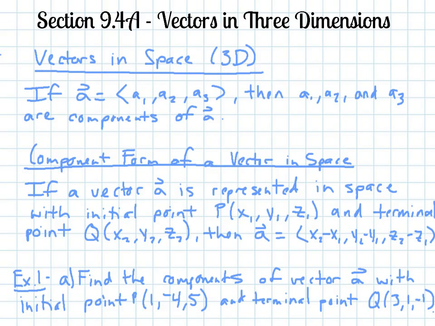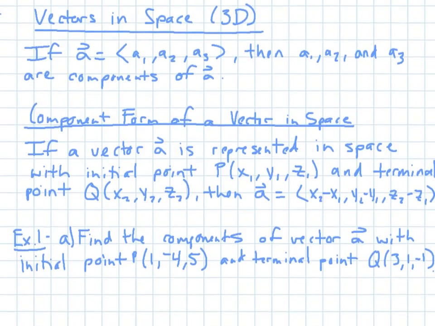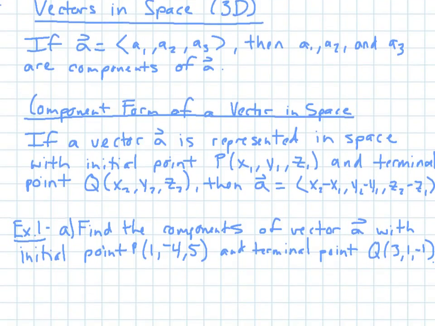If vector A has the component form a sub 1, comma, a sub 2, a sub 3, then a sub 1, a sub 2, and a sub 3 are components of vector A. The component form of a vector in space is found from the initial point and the terminal point, where you take the terminal point's values minus the initial point's values to get the vector. It's just like you would in 2D, it's just that there's an extra one at the end.